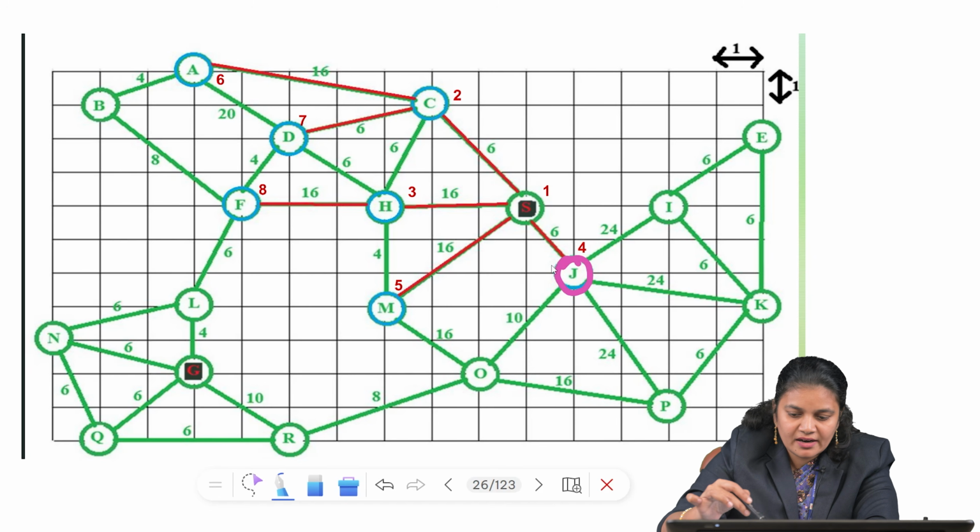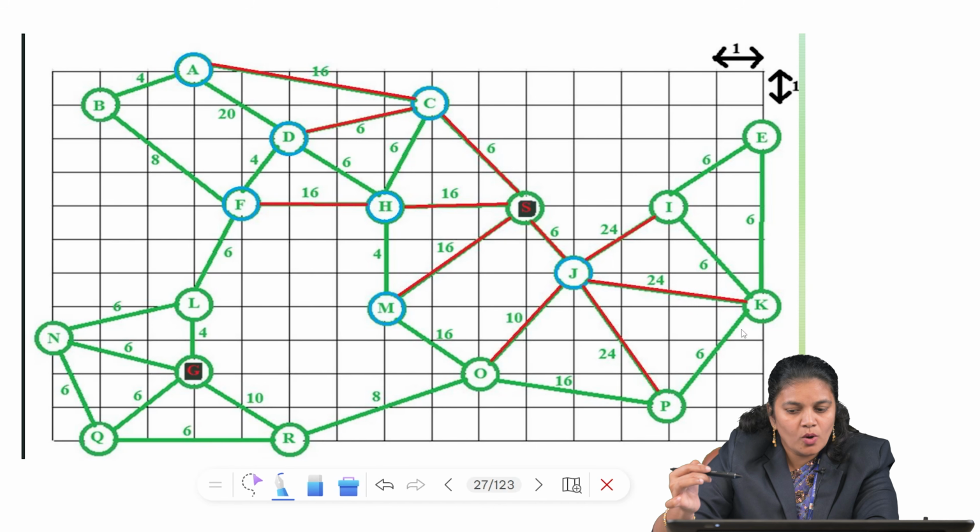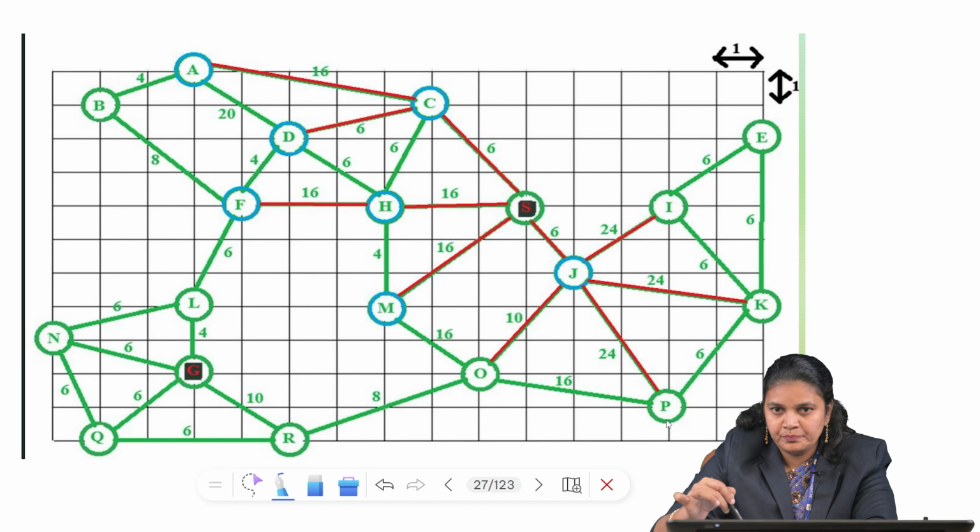So J has connections with 5 different vertices. Among those, S is already visited, so all the other 4 we can explore now: I, K, P and O. But we have to write them in the order I, K, O and P. Okay, so these are the next level of visit.